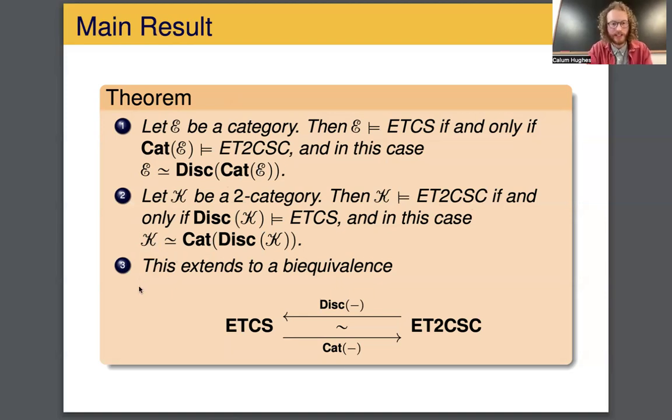And the third thing is that this actually extends to a biequivalence. So we can form very large 2-categories of models of these things. The objects of this left-hand side are models of the elementary theory of the category of sets. Morphisms are functors which preserve the structure, and 2-cells are just 2-cells. And similarly on the right-hand side, this is actually a biequivalence.